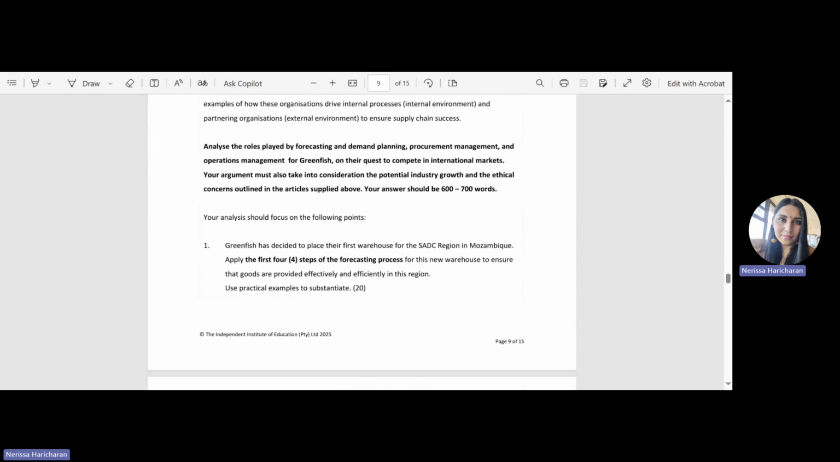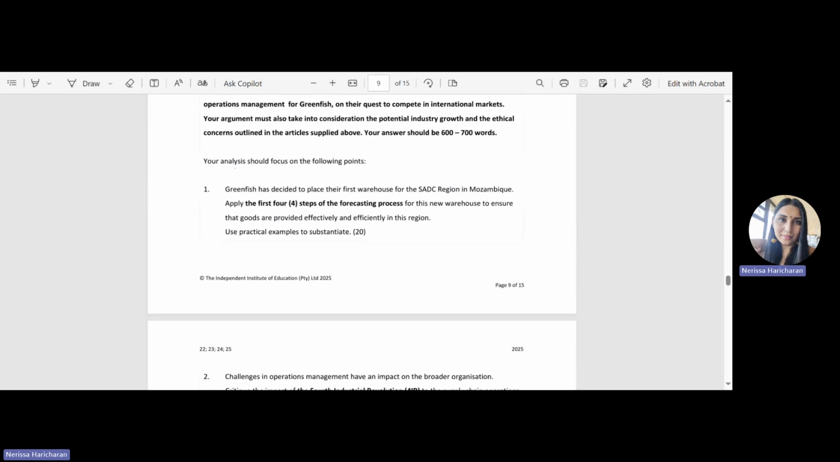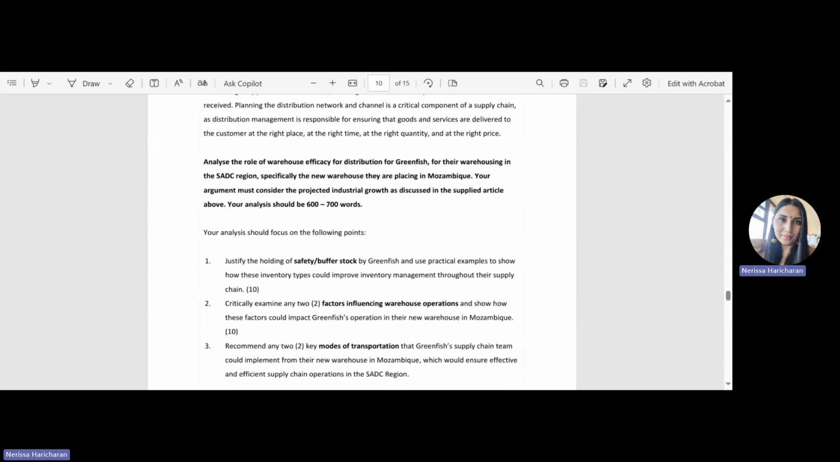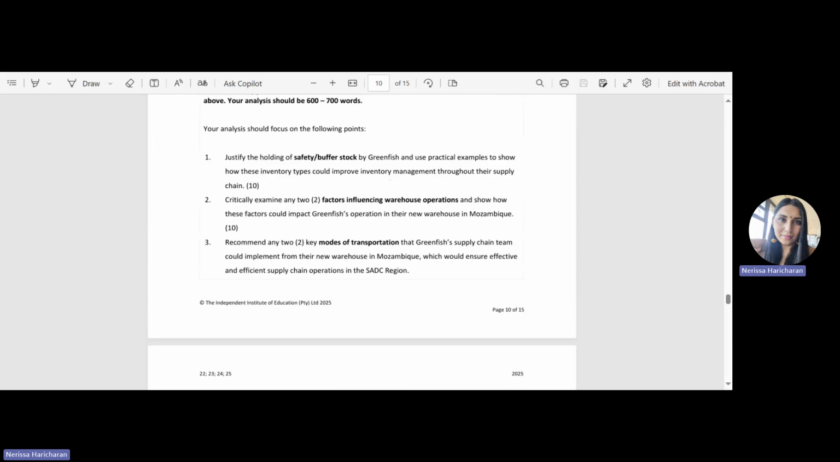Question 2, we're speaking on the steps for forecasting process. I discussed this last week. We only need the first 4 steps. Look at the marks, 20 marks, 4 steps, that gives you 2, 4, 6, 8 marks, application as well as examples. Okay. 4th Industrial Revolution, how technology has changed supply chain operations, and for this company specifically, what are the different application points? You need to obviously state this. Also, academic sources required outside of the textbook.